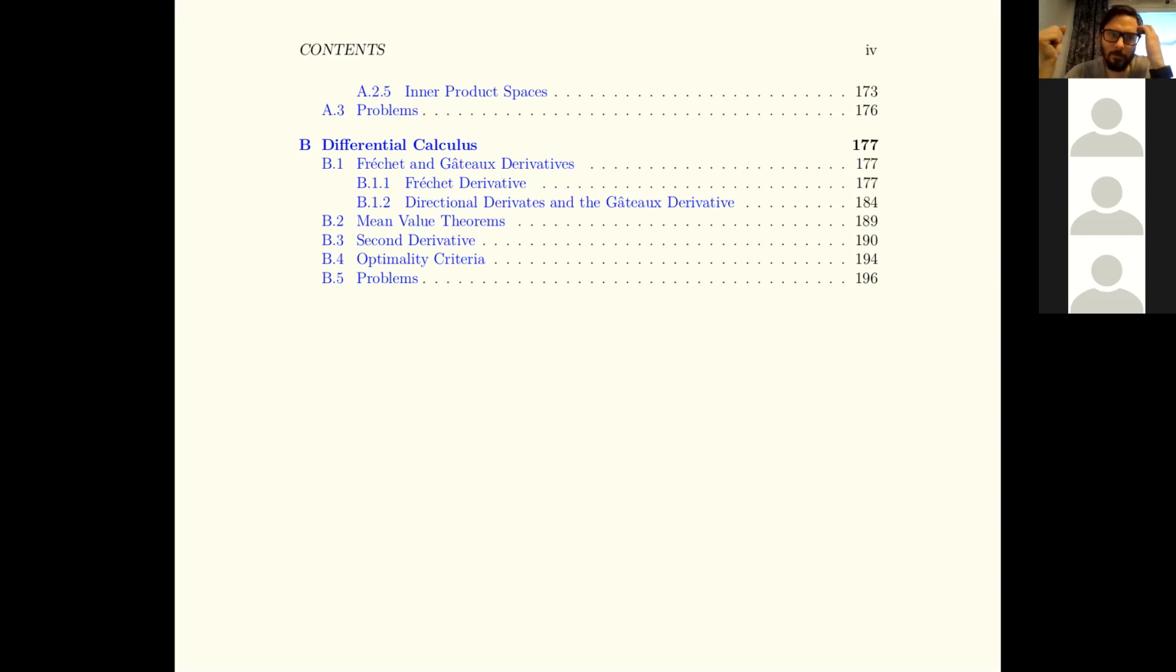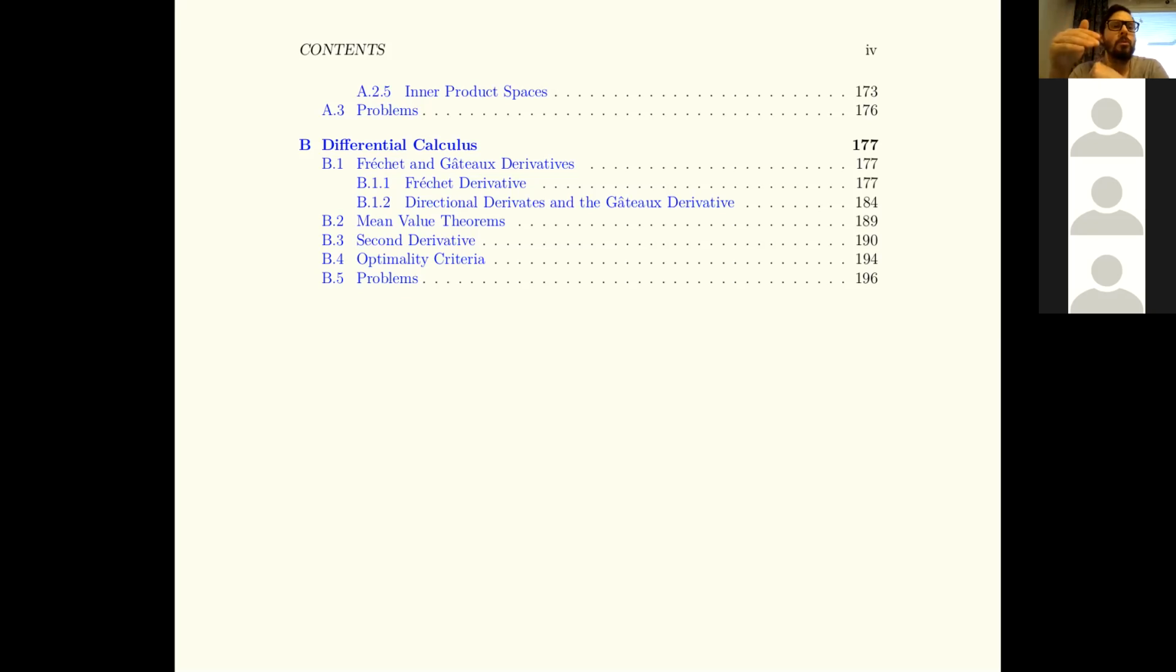So we're going to be talking about a vector space, and then a mapping or a function from vectors to real numbers. And then we need to talk about the different kinds of derivatives of that, and that's something we need to discuss. Also mean value theorems, the concept of the second derivative, the first order derivative, the second order derivative, and then optimality criteria. We'll discuss those.